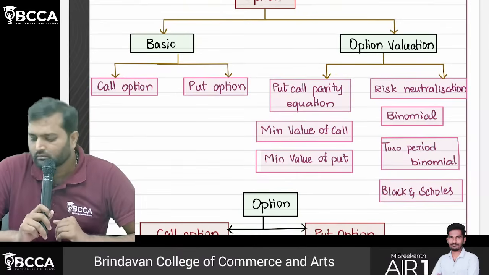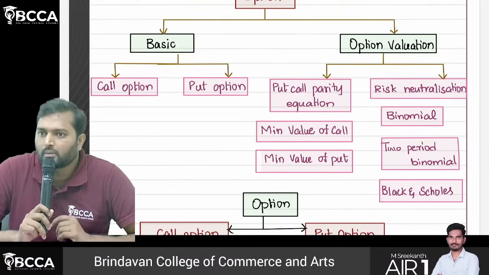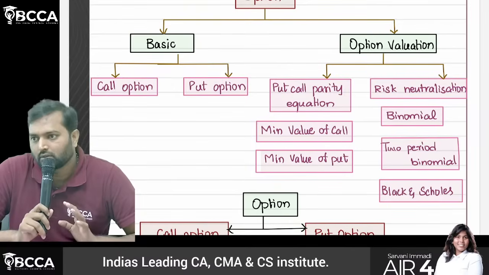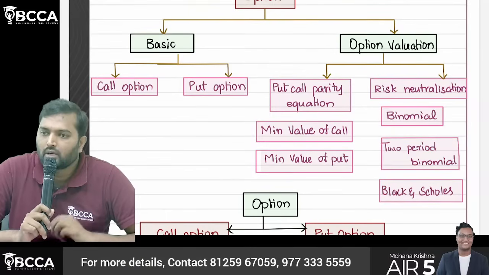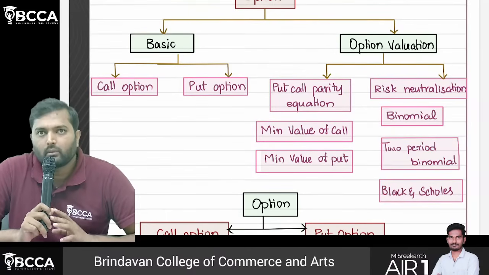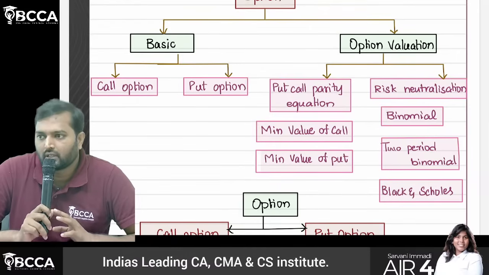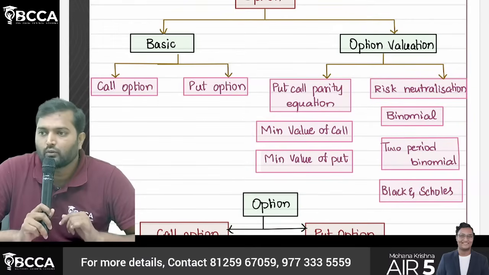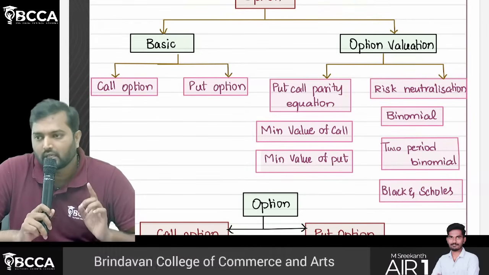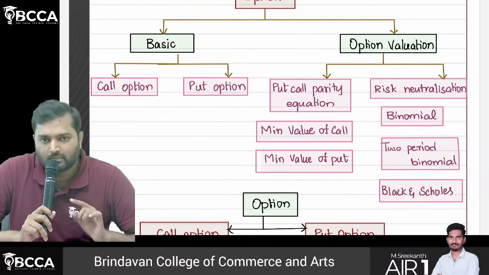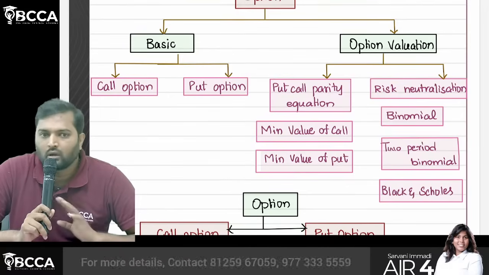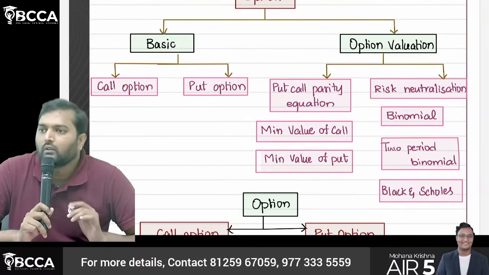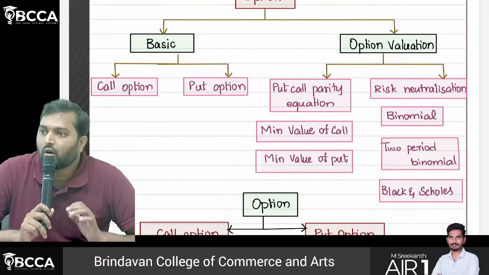An option buyer is called a holder, and an option seller is called a writer. A person who is selling an option is called a writer, and a person who is purchasing an option is called a holder. The holder pays a premium to the writer, and the premium is non-refundable. Premium is an expense, whereas initial margin in futures is a security deposit. For the holder it is a right, but for the writer it is an obligation.